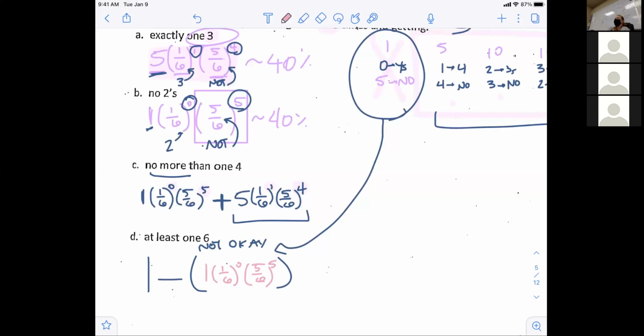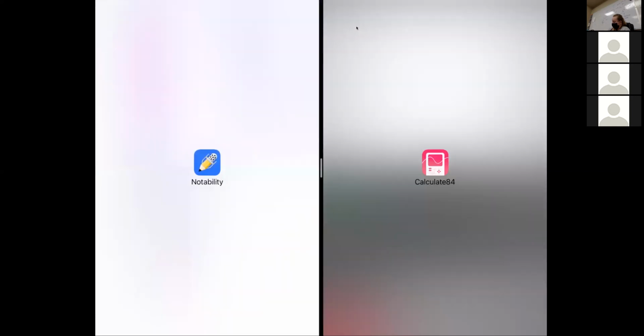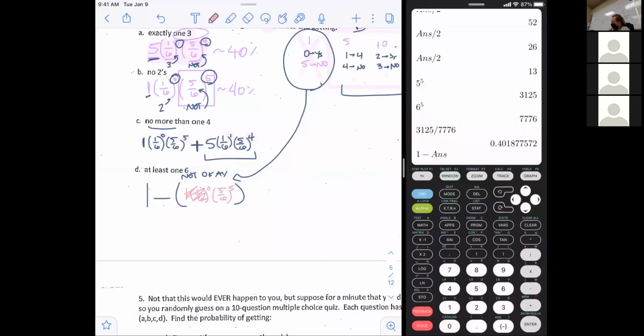And that's my answer. And I can put that in the calculator if you want. I can actually multiply this out if you would like. So 1 times 1 over 6 is 1/6, and 1 to the 0 just becomes 1. So I'm only going to plug 5 to the 5th divided by 6 to the 5th in my calculator. I should have put parentheses in on that. 5 over 6 all raised to the 5th power. Yep, that gives me about 0.401877.